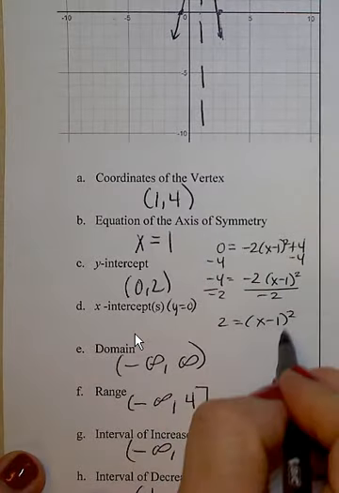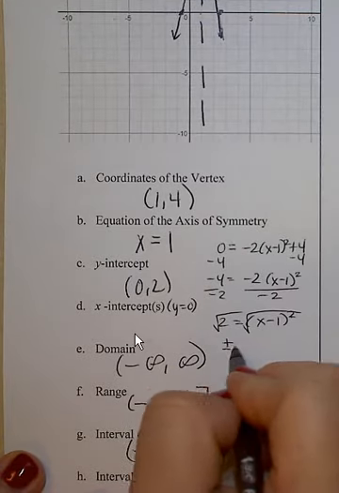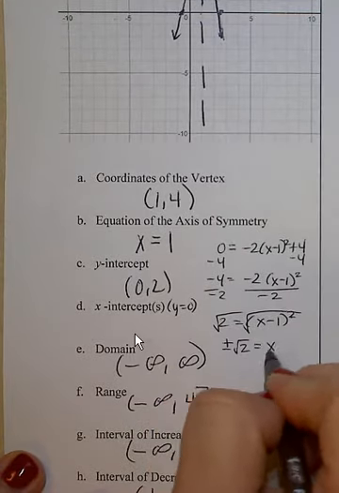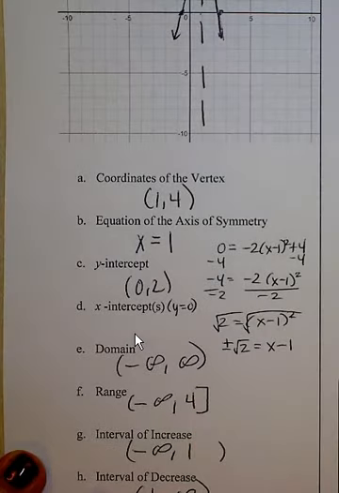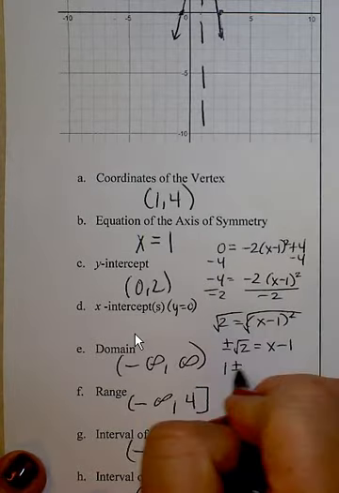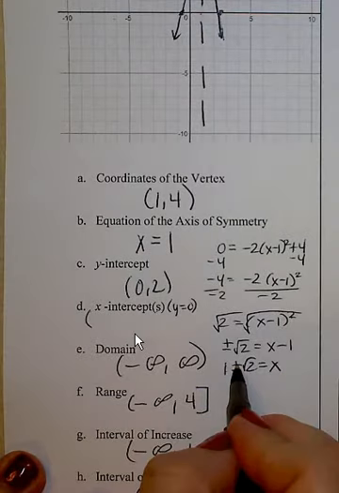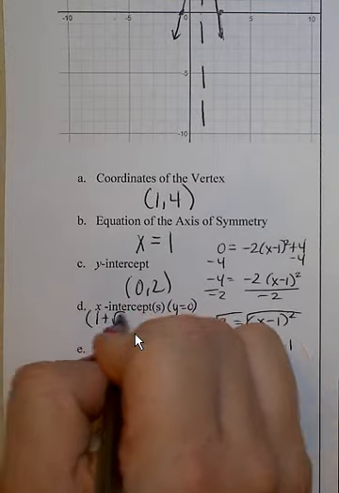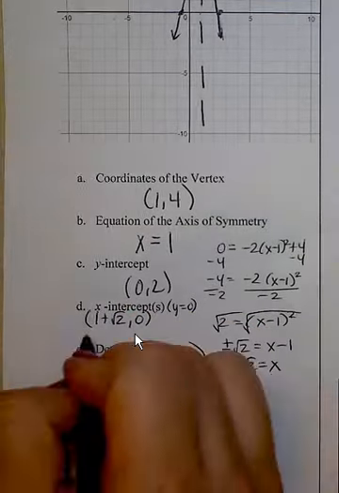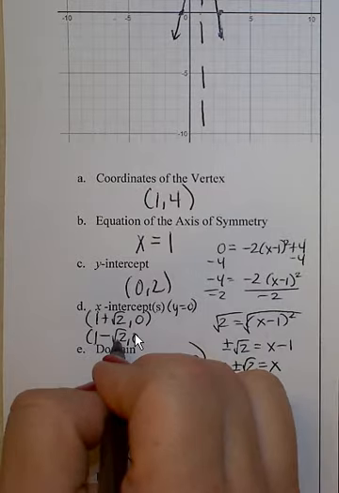Okay, to get rid of the square, I square root both sides. This will give you 2 answers. Unfortunately, the square root of 2 is irrational, which means you can't get a pretty answer. It would be an ongoing decimal with no repeating pattern. And now I add 1 to the opposite side. So we get 2 answers here. One x-intercept is (1 plus the square root of 2, 0). The next is (1 subtract the square root of 2, 0).